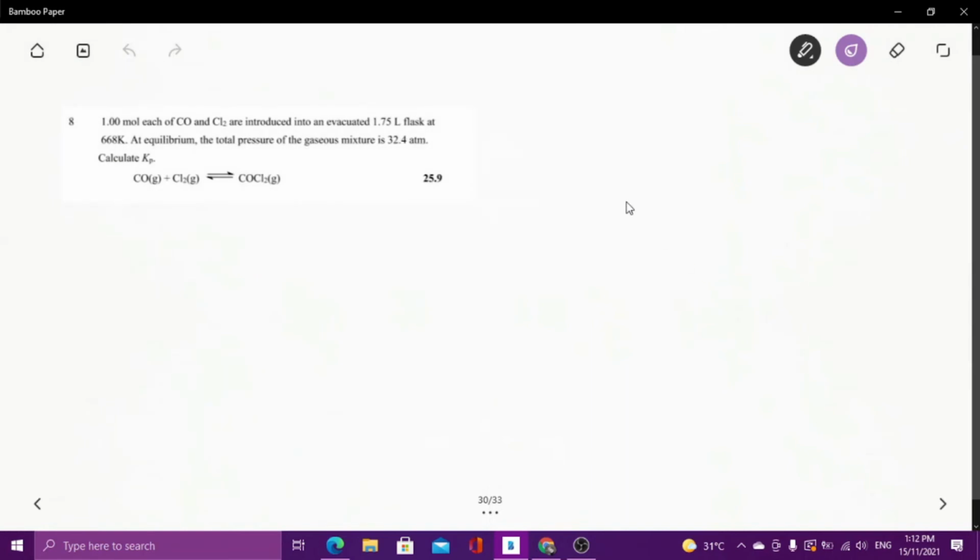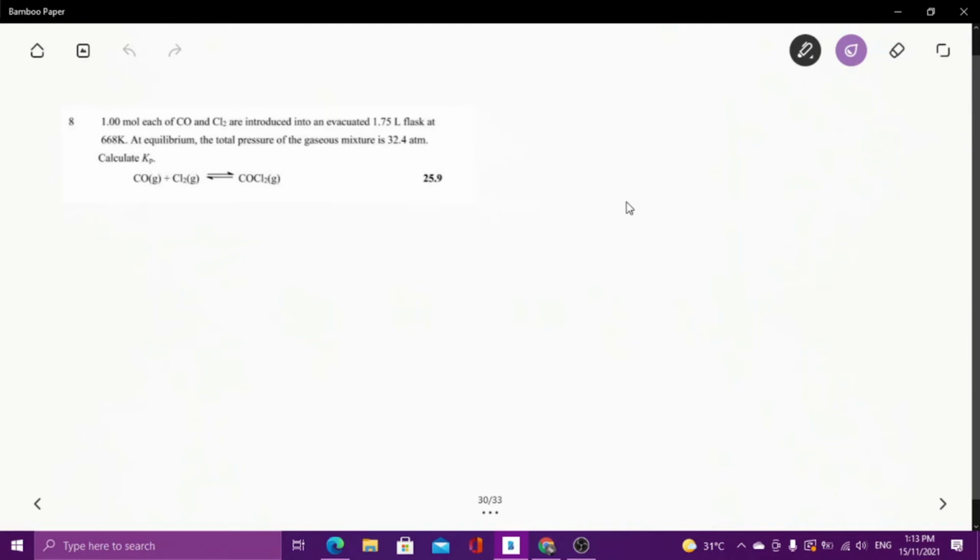Okay, so let's try question number 8 pula. Okay, so question number 8 kali ni it's a little bit different than usual. Okay, because kali ni dia tak bagi anda value at equilibrium tu. Dia just bagi dekat sini 1 mole of each carbon monoxide and Cl2 are introduced into an evacuated 1.75 liter flask at 668 Kelvin. At equilibrium, the total pressure of the gaseous mixture is 32.4 atm. Calculate Kp.